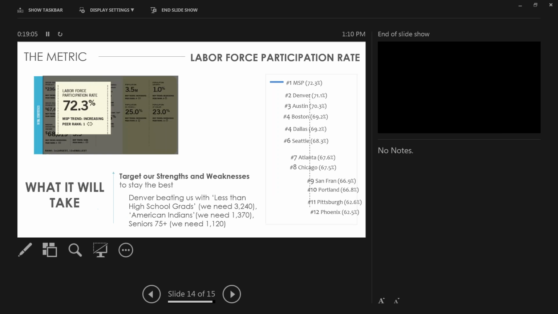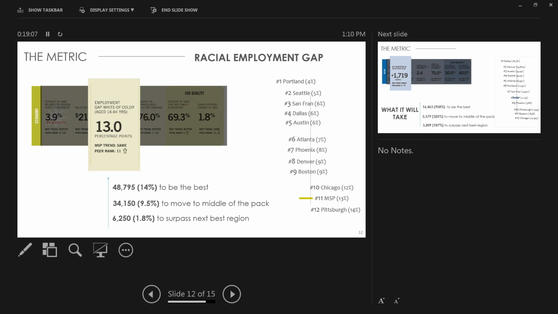Can you go back to the racial employment chart? Yeah, sure. What are the percentages in the middle bottom? So in order to close that gap, we have 48,000 people, most likely people of color, to try to make up that difference. Portland's at 4%.